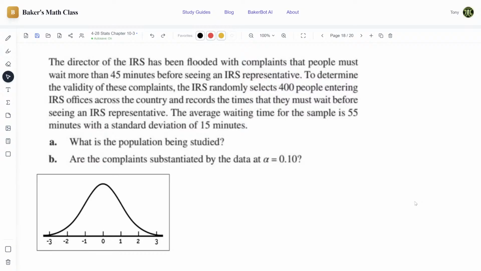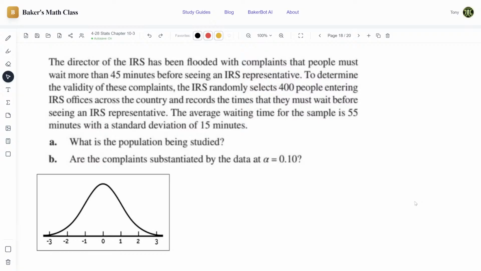So, first off, what's the population being studied? You haven't asked this question in a while. 400. That's the sample. Not everybody. The people who are coming into the office. People are going to the IRS office because those will be the ones that are making the complaints. So not necessarily everybody in the United States, but people that are going in or trying to see an IRS representative or calling an office.